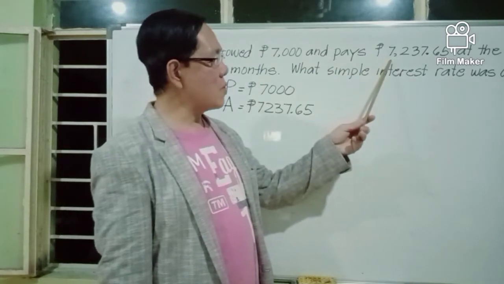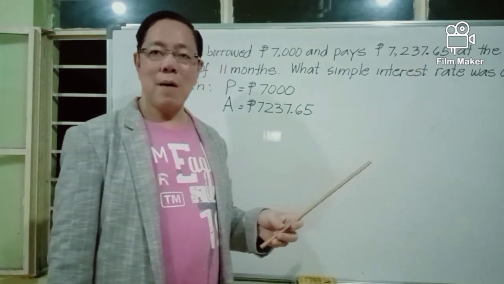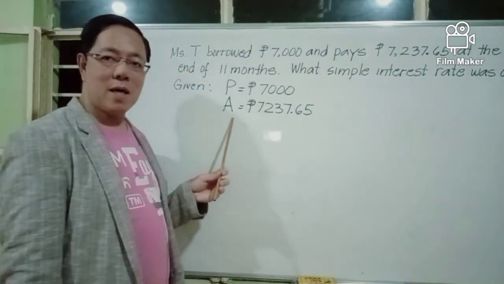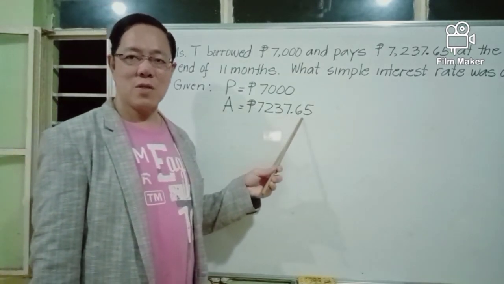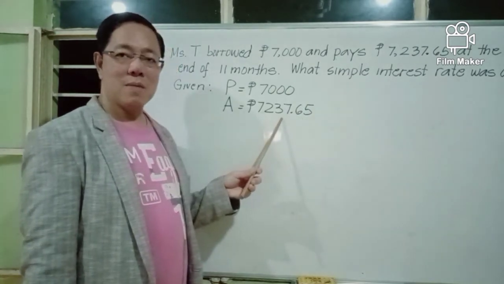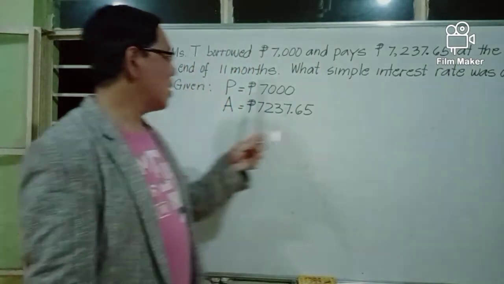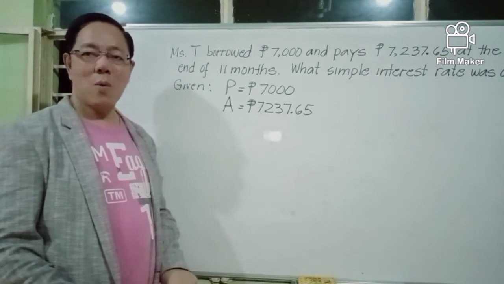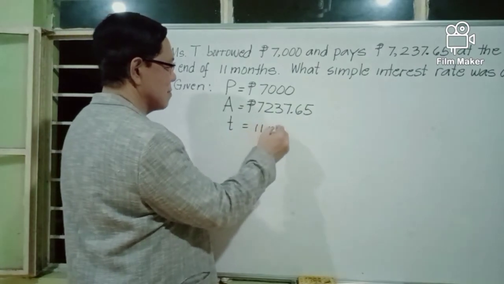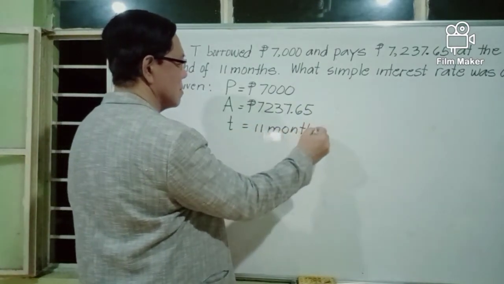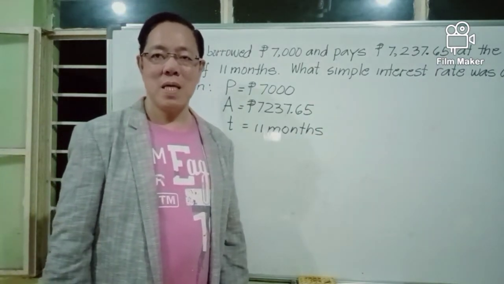Thus, we take 7,237.65 pesos as the total amount paid, denoted by capital A, equals 7,237.65 pesos. And this total amount paid by Ms. T was made at the end of 11 months. Hence, our time T is 11 months. But in using the formula, we said earlier that the time should be in years.